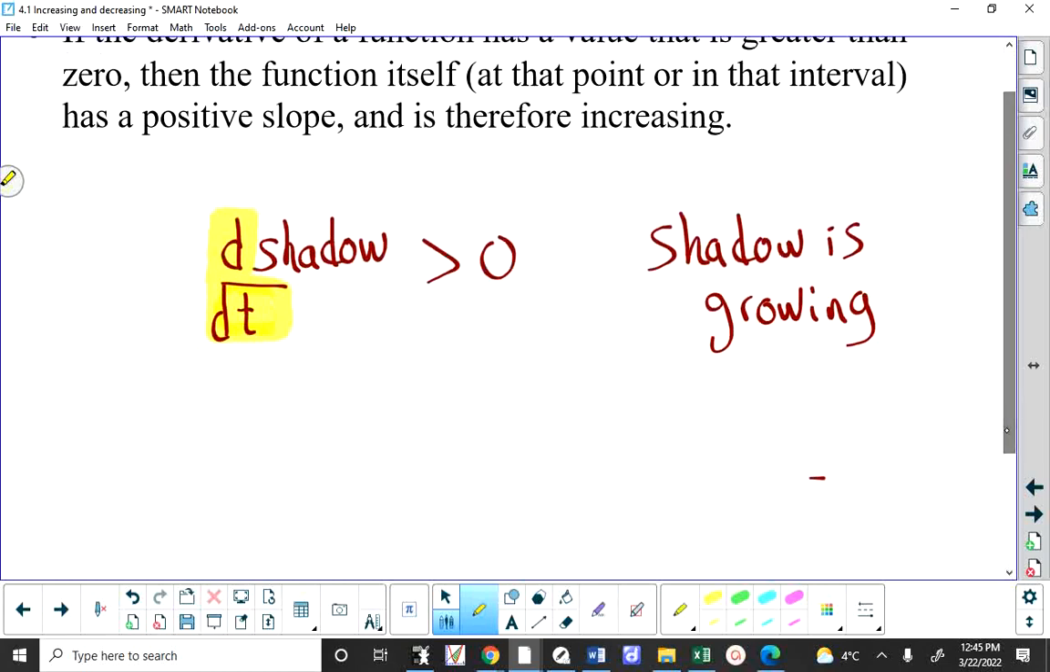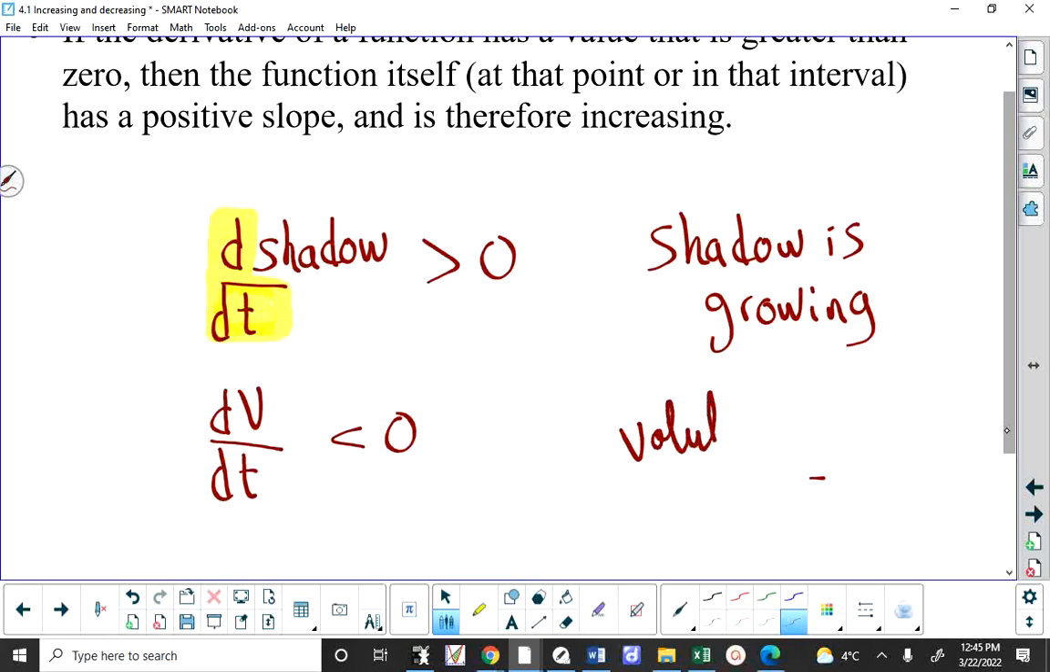If I gave you a situation where d volume of a snowball/dt happens to be a negative number, what that means is that the volume, it doesn't even have to be a snowball, but we've done problems with snowballs, the volume is decreasing. So this is the main idea.